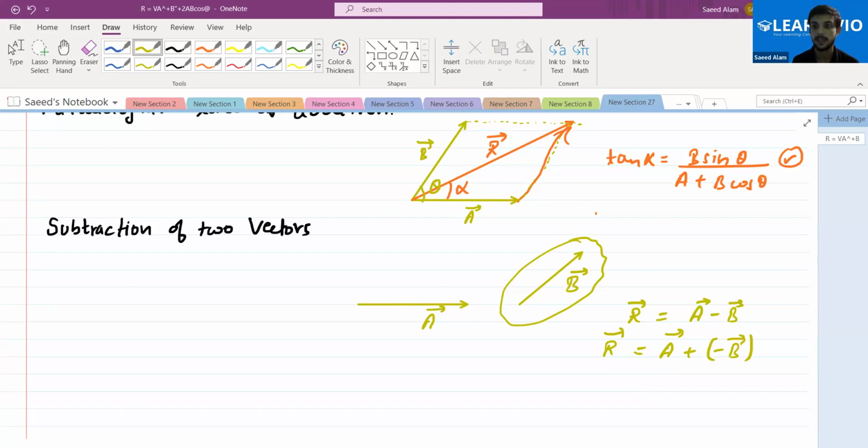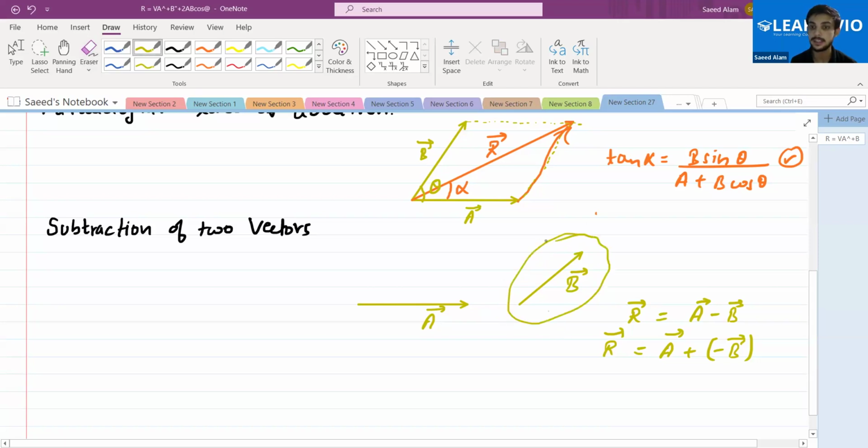Yes. Okay, so actually I was saying that if this is the B vector that is given to us and we want to subtract B from A, then instead of subtracting it, we'll add the vector minus B to A. Understood? Now tell me, if this is the B vector that is given to us, can you tell me how the minus B will look like?